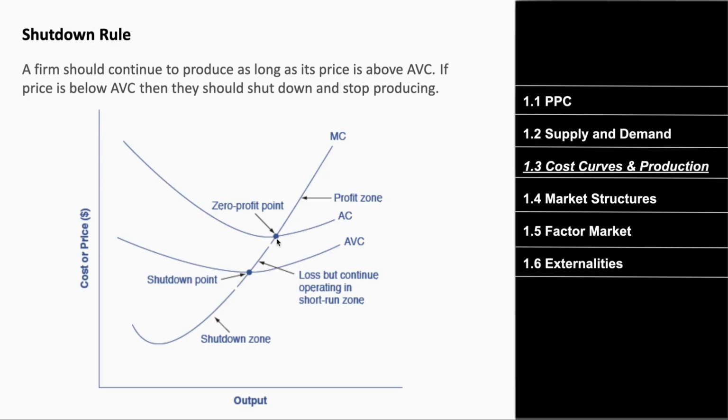So what does that mean? That means you're making no profit. When average total cost meets marginal cost, that means you've hit your zero profit point. The shutdown point is when that price is below AVC. So this is a shutdown point. All of this is a shutdown zone almost, where they're not making enough profit to actually meet up with the cost, so to speak.